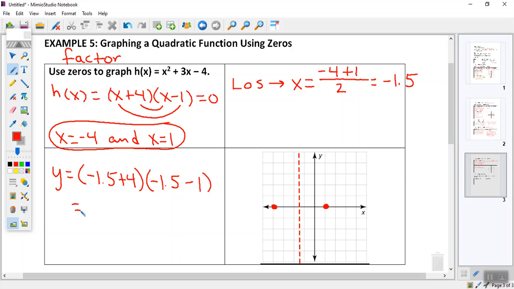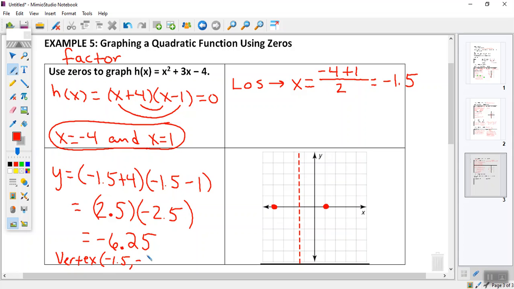Guys, what is negative 1.5 plus 4? And this is times, this would be negative 2.5, wouldn't it? Okay, we're going to run out of room a little bit on the graph, and that's okay. But what you end up with here, kids, is negative 6.25 if you multiply that out. So where did the vertex fall, kids? Negative 1.5 comma negative 6.25.